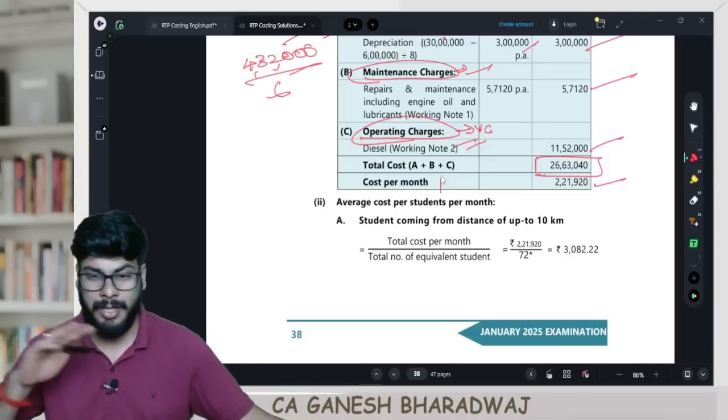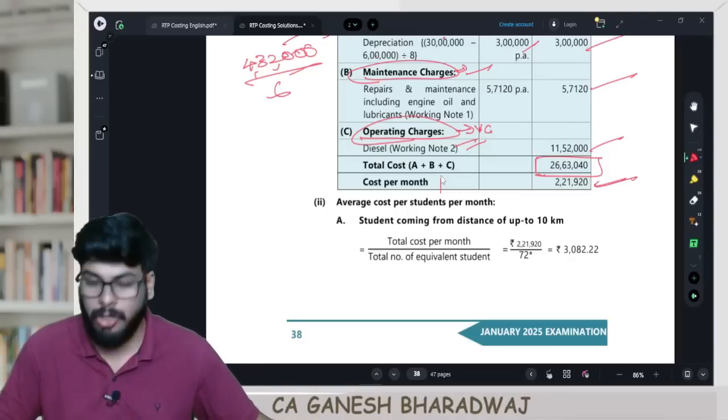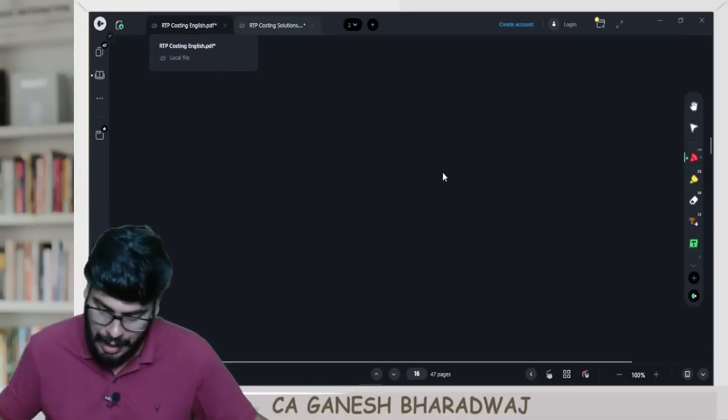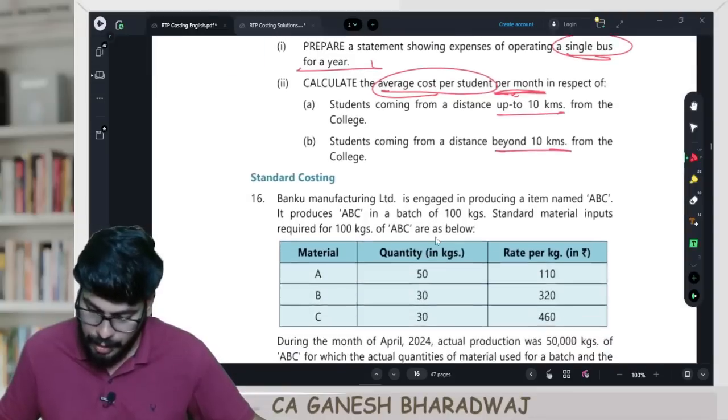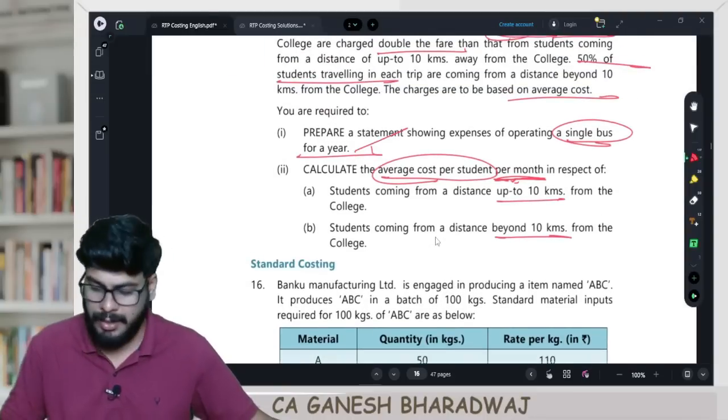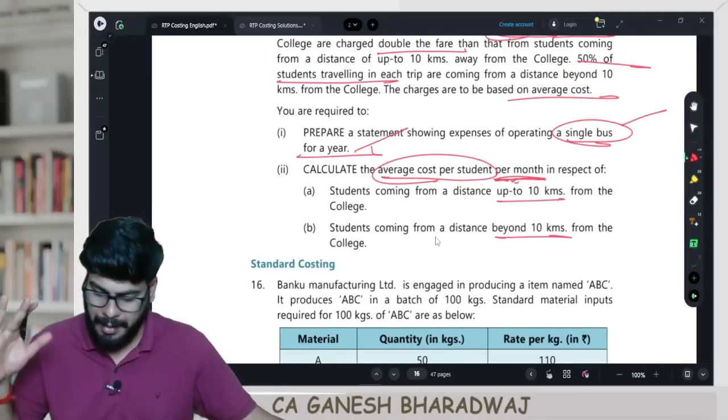2,21,920. Are you clear with this? Fine. So that's about the total cost aspect. Now, what have they asked in this question? Look at this. What have they asked? That's the first part of the question, right? Per annum we have done and divided by per month also we have done it.